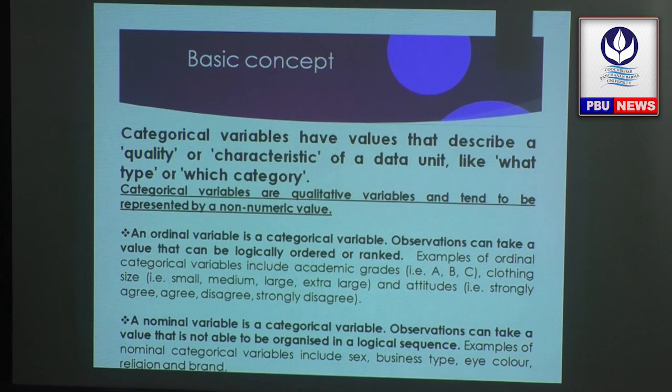An ordinal variable is a categorical variable whose observations can take a value that can be logically ordered or ranked. Suppose A, B, C, D. Suppose you have a number of weights, then you rank this variable, it is considered a categorical variable. Similarly, a nominal variable is a categorical variable whose observations can take a value that is not able to be organized in a logical sequence. Suppose sex, business type, eye color, religion, etc.